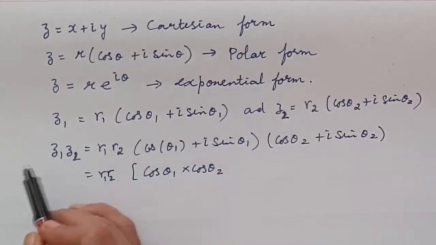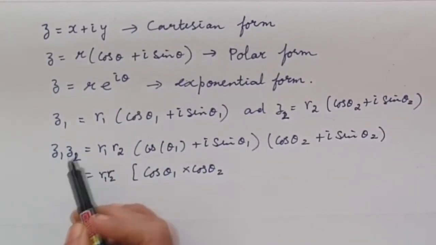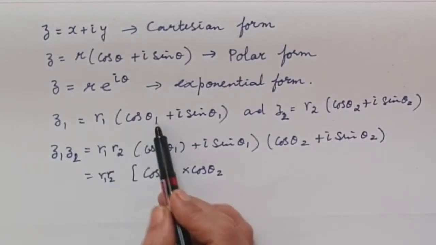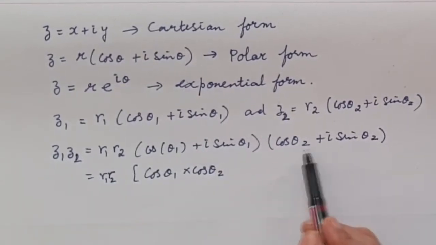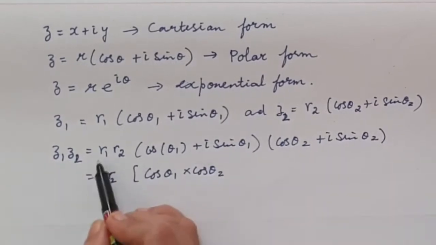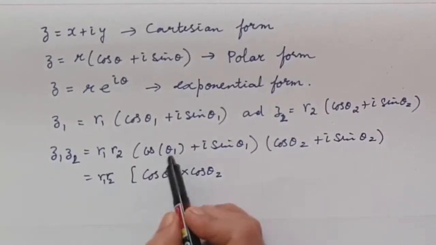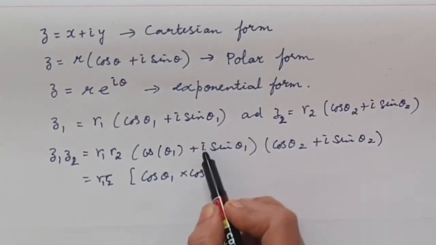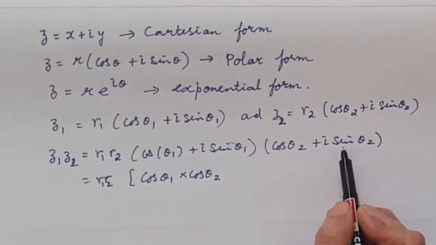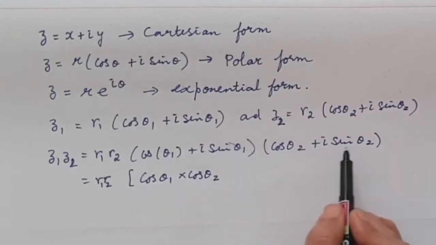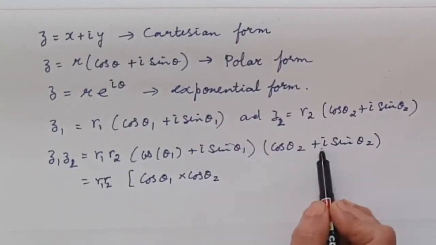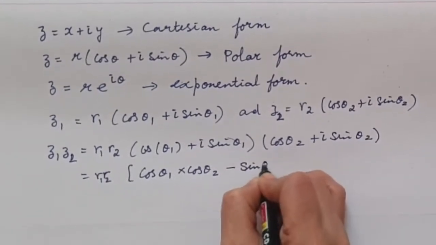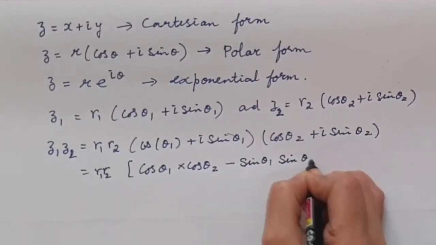Now if you multiply these two complex numbers z1 and z2, we just multiply r1 and r2, then cos theta 1 plus i sin theta 1, cos theta 2 plus i sin theta 2. When we multiply, we just write it as it is. Cos theta 1 and cos theta 2 multiplied give the real part. This i term with this i term multiplied also gives a real part. So we first find the real parts. i squared is minus 1, so it will be minus sin theta 1 sin theta 2.